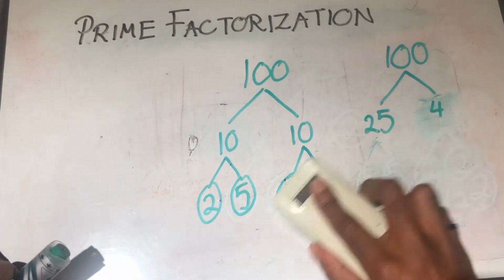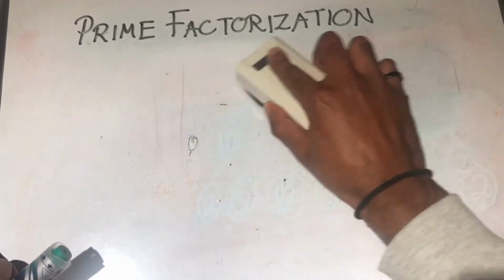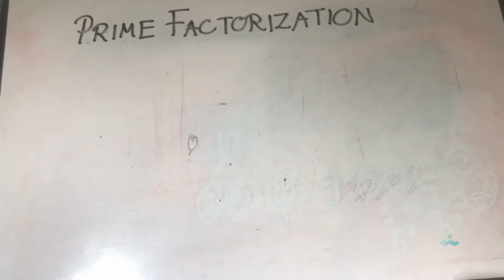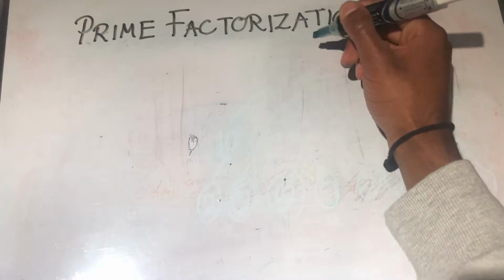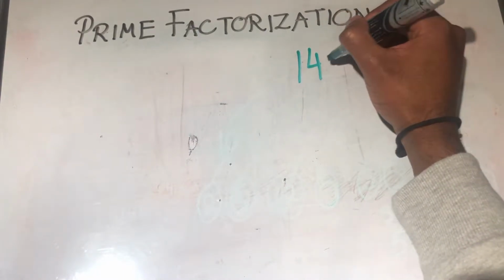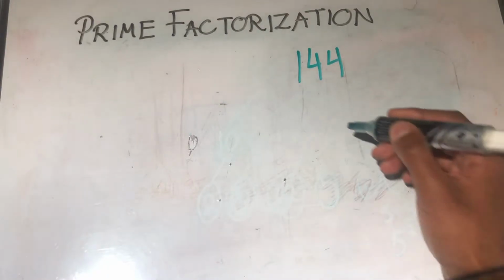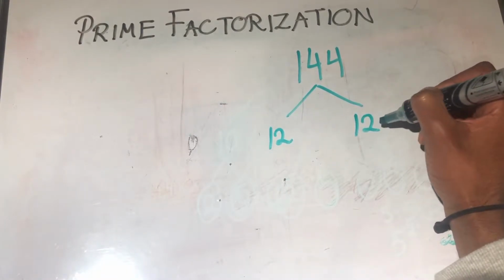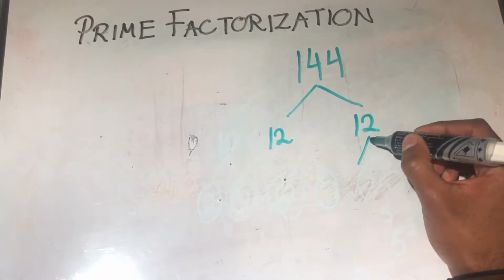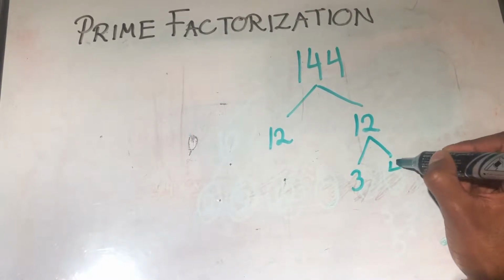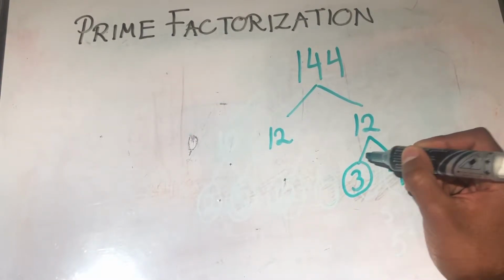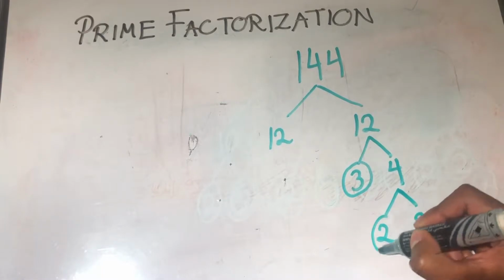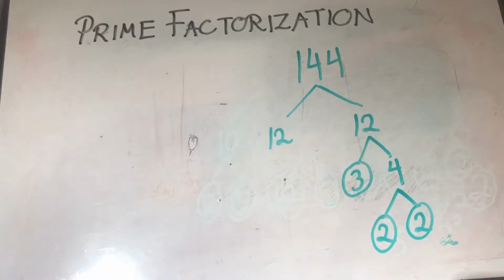Let's look at one last example. Say we have 144. 144 can be broken down into 12 and 12. Now 12 can be broken down into 3 and 4. 3 is a prime number, so we can go ahead and circle it. 4 can be broken down into 2 and 2. And they're also prime numbers.